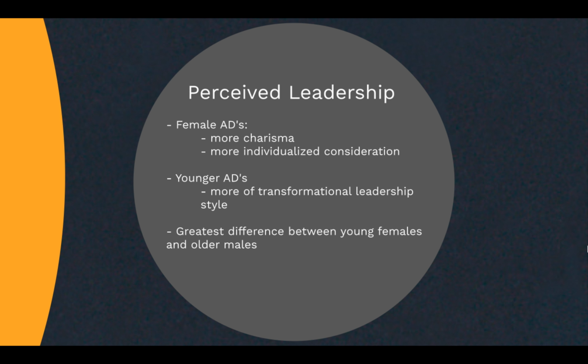The coaches perceived that the young athletic directors exhibited more of a transformational leadership style, while the older athletic directors typically showed more transactional leadership tendencies, with the one exception being inspiration. The greatest differences were shown between the young females and the older male athletic directors. The biggest difference being that the females were rated higher on each of the transformational leadership factors and much lower on the management by exception styles.